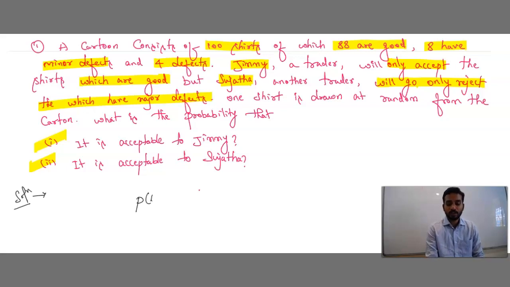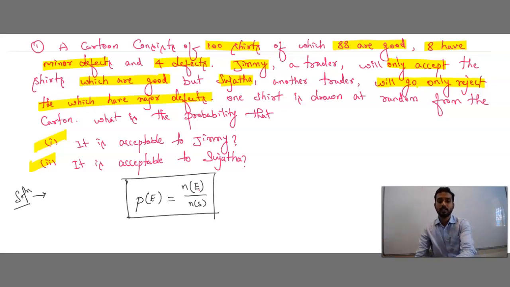We all know it. The probability of an event, or the probability of the favorable event, P of E, is equal to N of E by N of S. This is the shortcut formula we are going to write. Is this clear? The probability of an event, P of E, where the event name is E, is N of E by N of S. N of E is the number of favorable outcomes, divided by the total number of outcomes. N of S means the total number of outcomes.